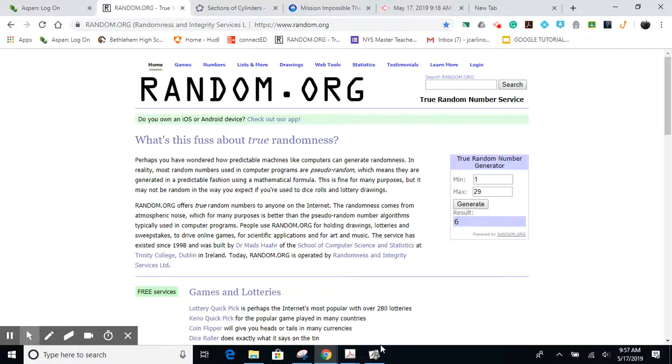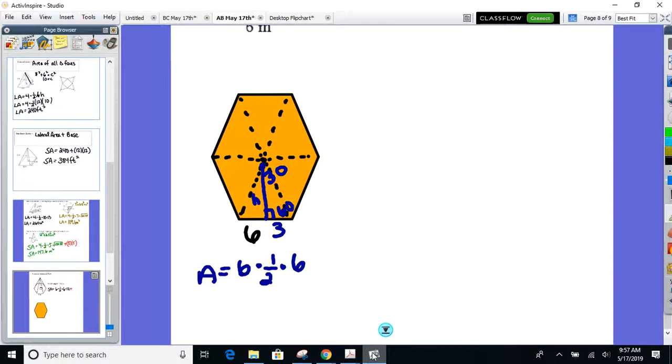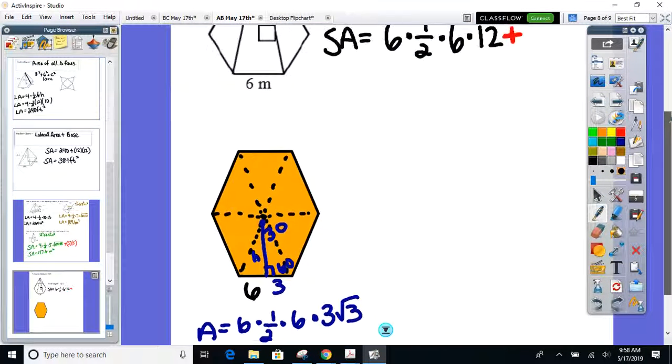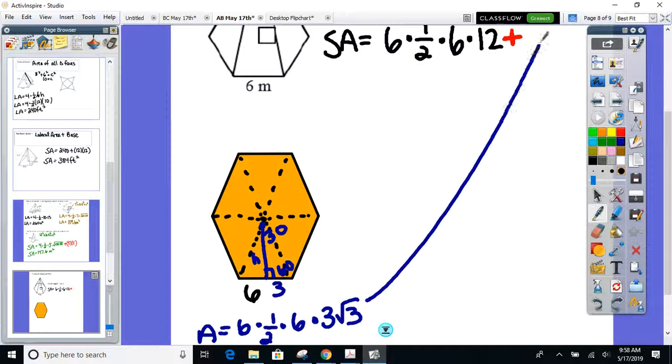What's across from this 60? 3 radical 3. So it's going to be 6 triangles times 1/2 times base of 6 times the height, 3 radical 3. That is what I'm going to add to that lateral area we just put up there. So I'm going to go ahead and crunch it right now. That is what you're going to add to the lateral area. Yes, go ahead, Mason. We're using the same directions from number 3, so we're nearest tenth.